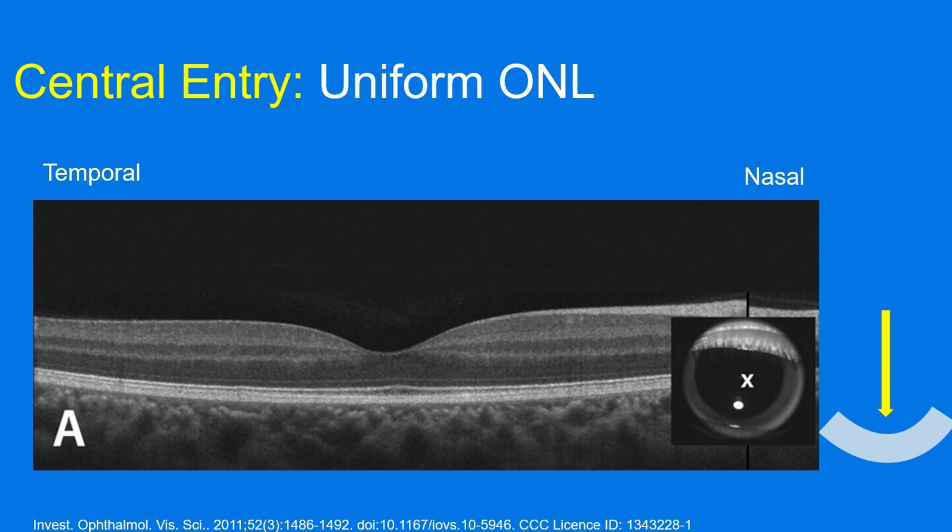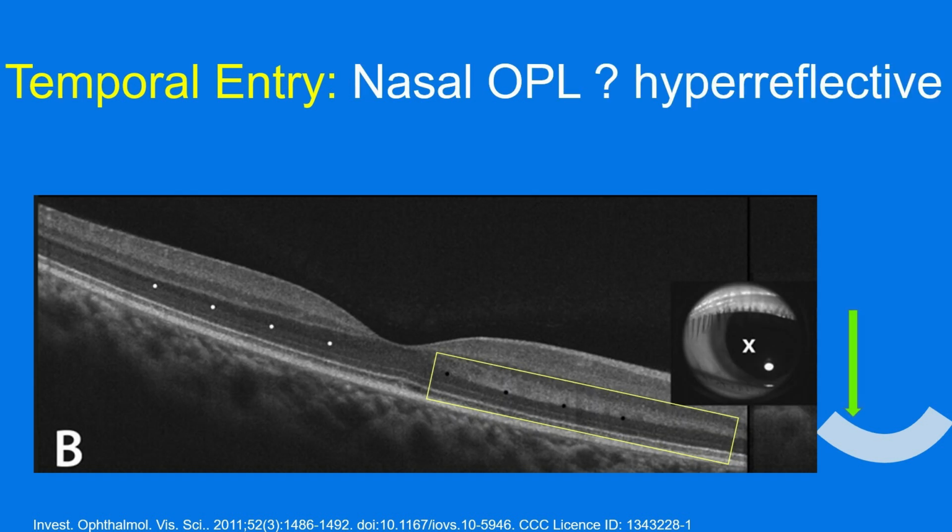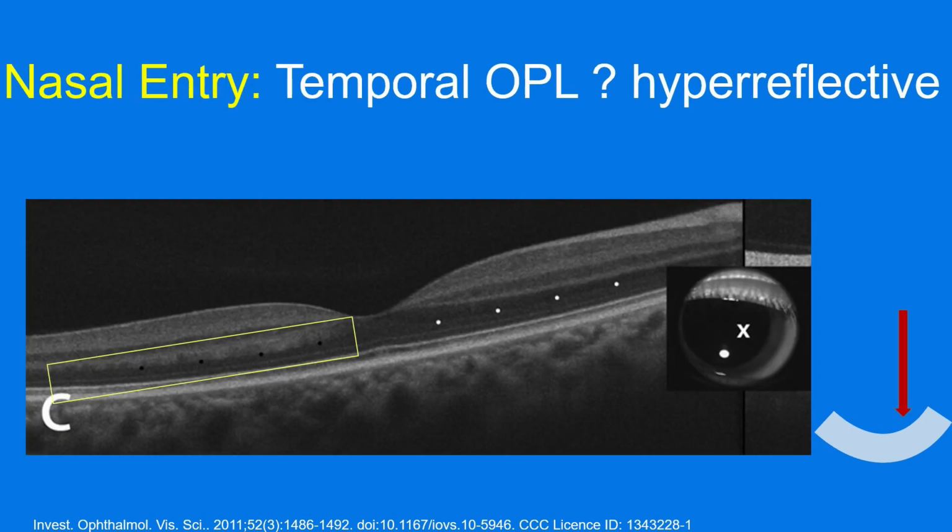We get uniform ONL or uniform OPL on both sides of the fovea. When the light entry point is shifted temporally, what we get here is as shown with the yellow rectangle. The nasal ONL appears to be thinned out because of hyperreflectivity of the OPL, and when the pupillary light entry is shifted nasally, the temporal ONL appears thinned out because of the hyperreflectivity of the temporal OPL.